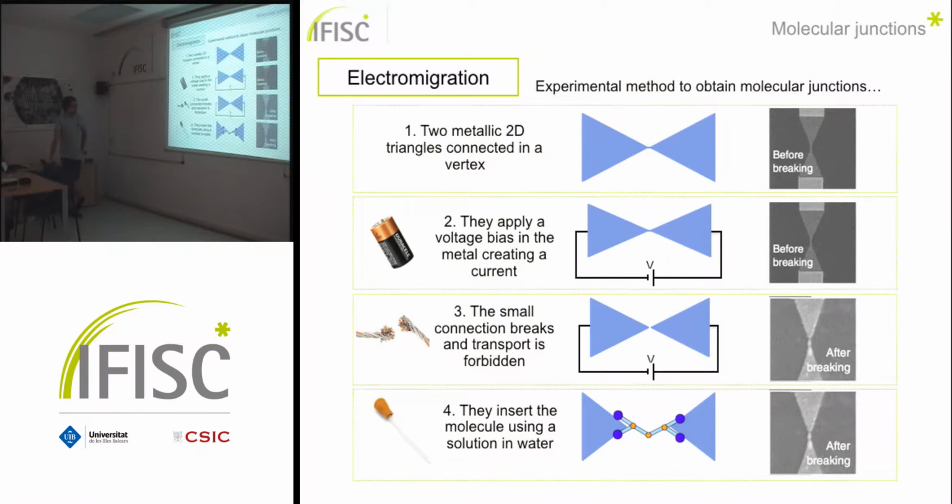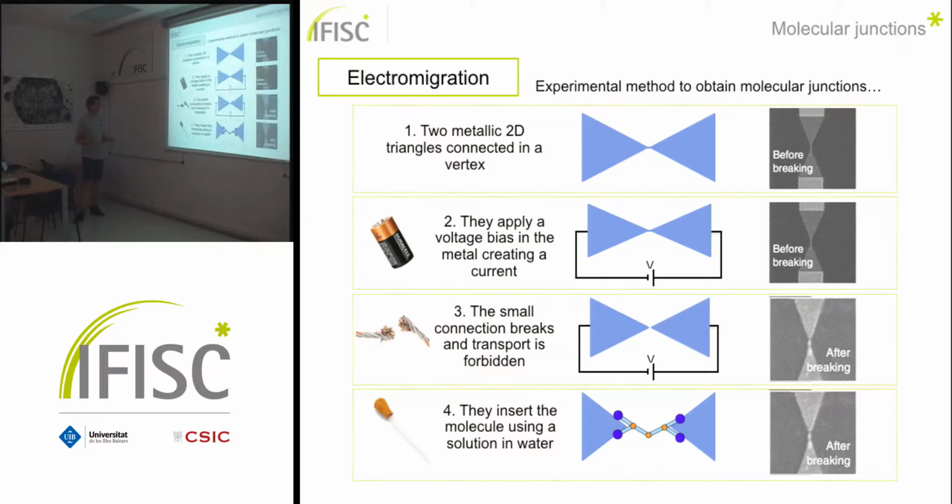I want to explain more or less. We have two triangular shapes of metals, and these two triangles are connected in a small region in one of the vertices. If we increase the voltage between these two sides, this point breaks, and there is no transport between them.